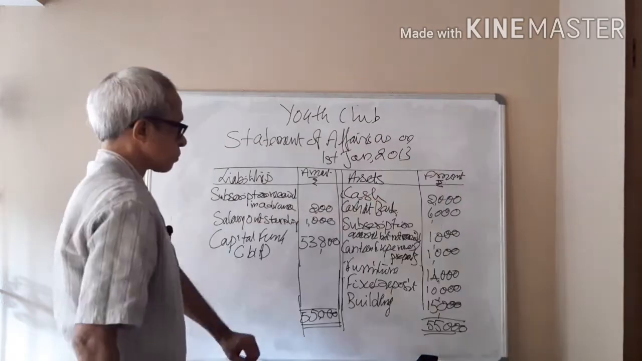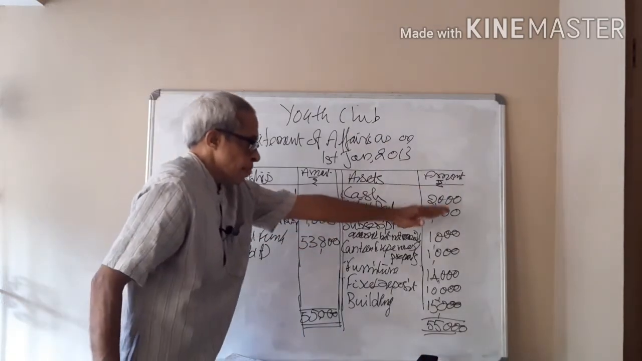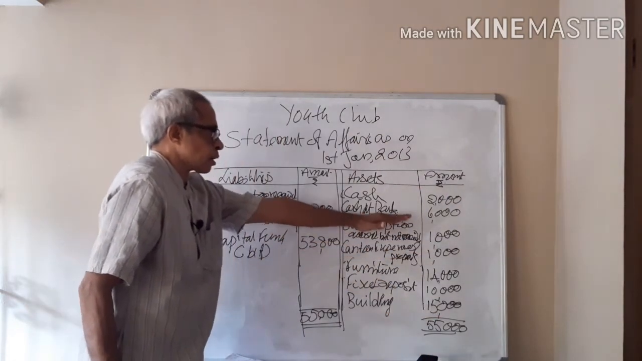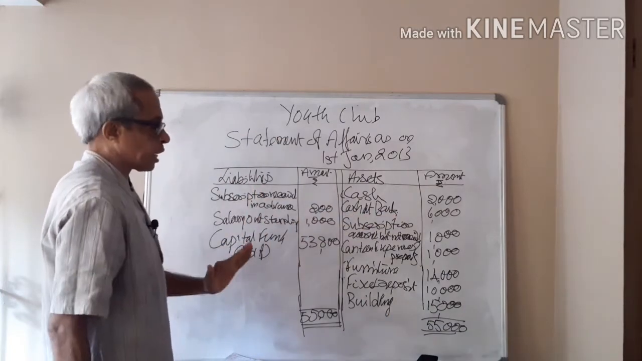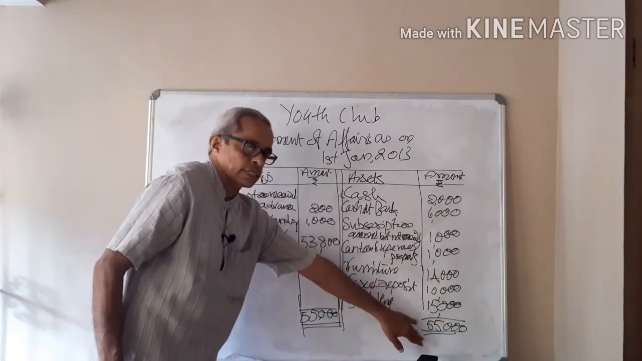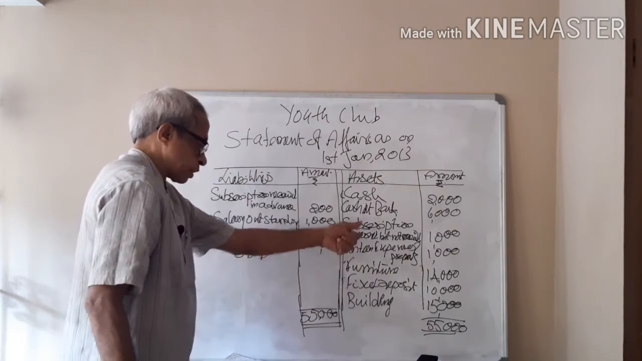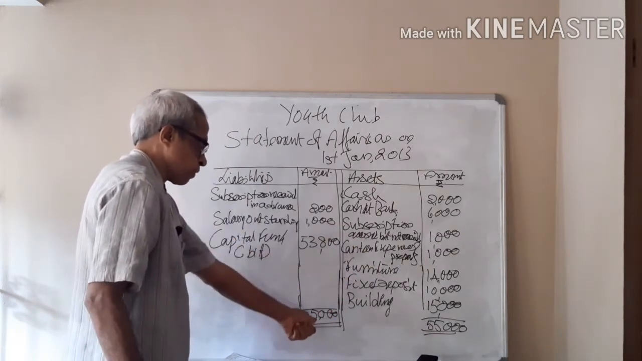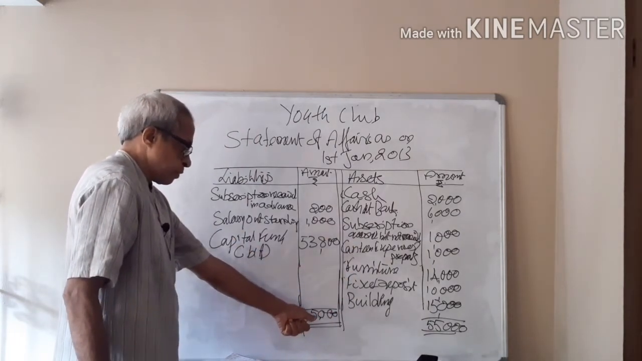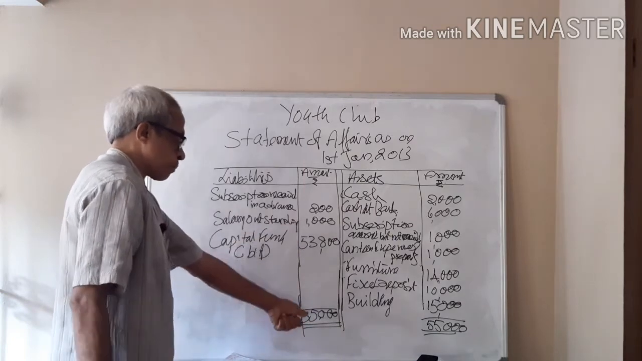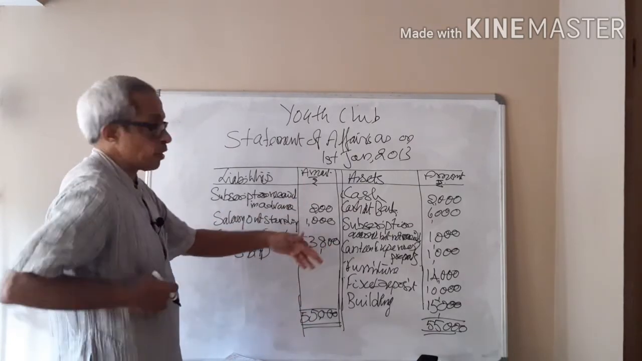Then we total it. So we total here, asset side is higher than the liability side. So we first total asset side, and the total amount will be shown on the liability side of the balance sheet, and we will balance it.